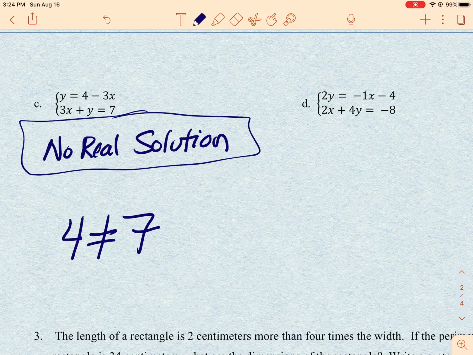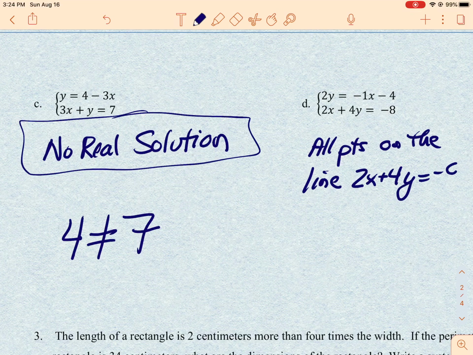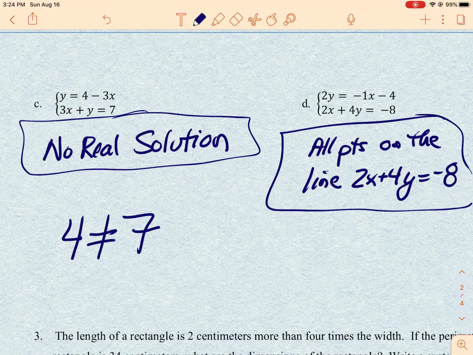When you solve D, you should be getting all points on the line, and then you can give either of the equations. If you write it in kind of a standard form or slope-intercept, I would probably go with the bottom one and write it like this. And remember, when you're getting all points on a line, it's actually saying infinitely many solutions. That's how many there are.